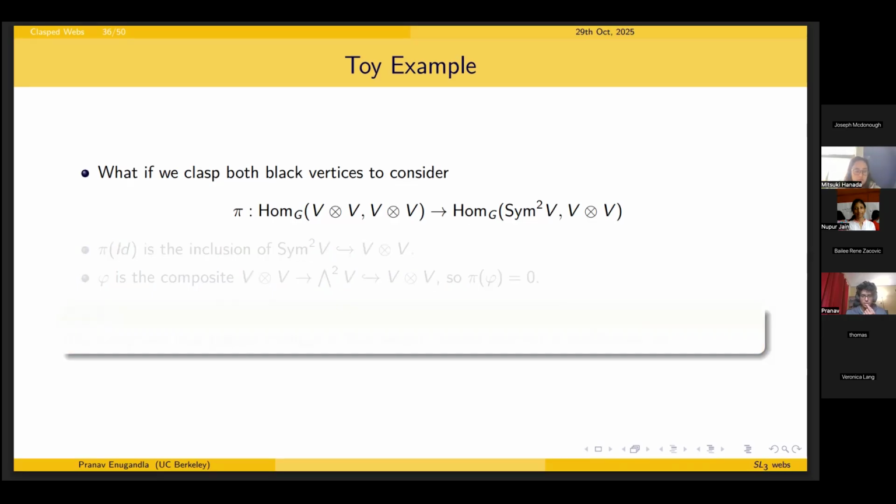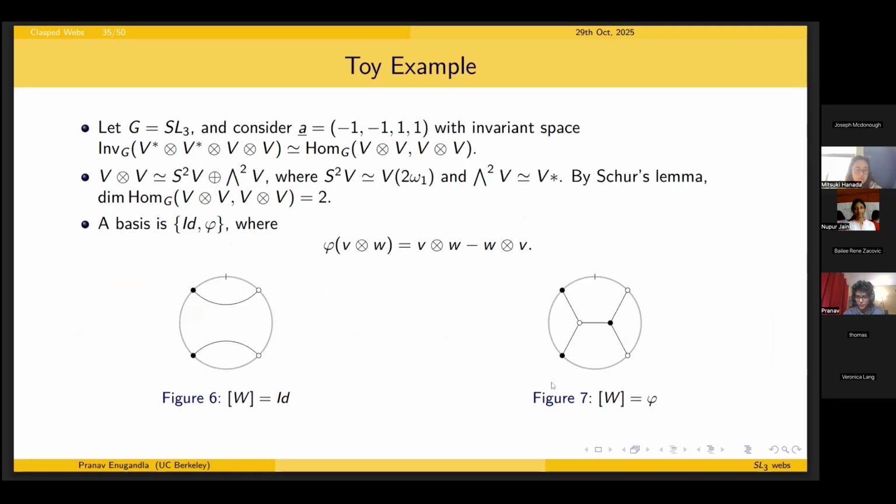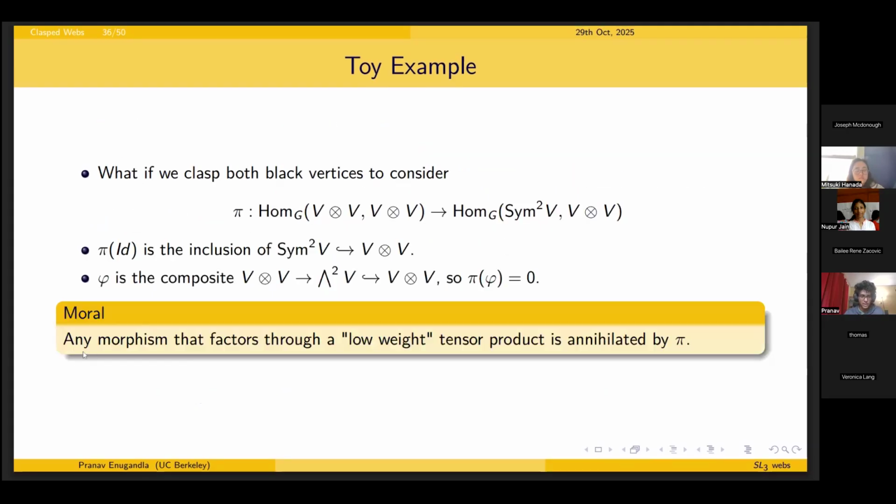And so what's the motto here? So the motto is, well, if you just look at the graphs, what's happening is on the left, I have these two vertices, which correspond to a weight omega1 plus omega1. That's 2 omega1. But I'm somehow trying to squeeze this through the alternating power, which is a much lower weight. So when I try to squeeze the symmetric power through the alternating power, it's just going to evaluate to 0. So this is sort of what the model is: any morphism that factors through a low weight tensor product is killed by this projection pi. So this is sort of the motivation for this non-convexity condition that Kuperberg introduces.